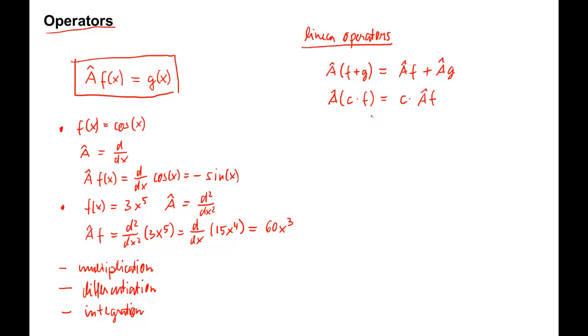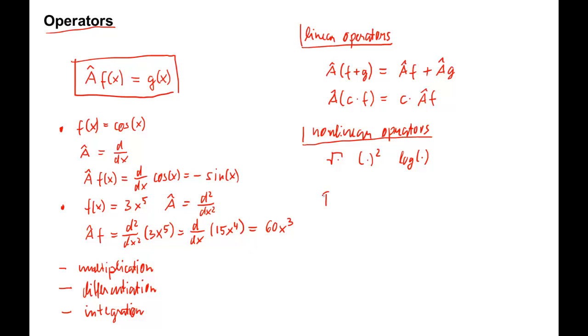In quantum theory, we deal exclusively with linear operators. Nonlinear operators are more complicated. A few examples include the square root, the square, or the logarithm.